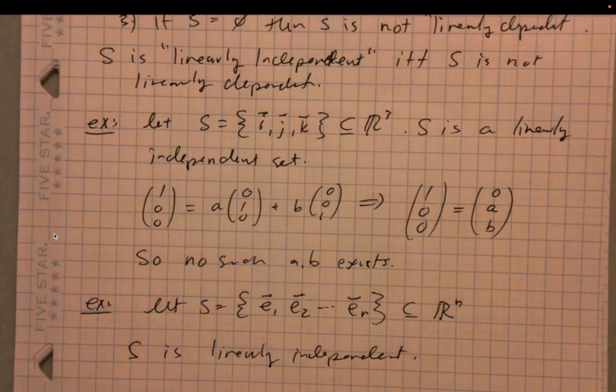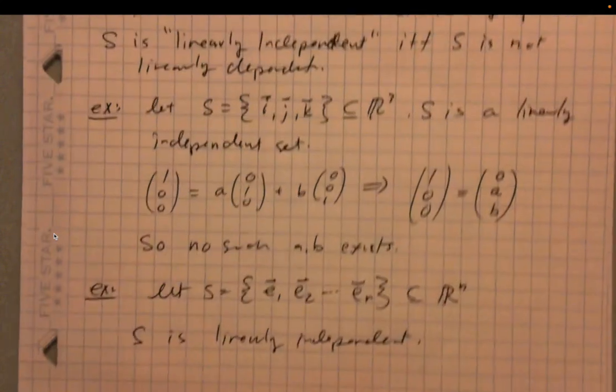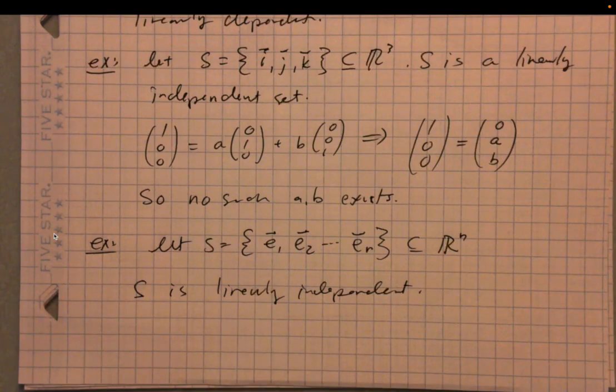Okay, for basically the same reasons as the previous example. So these are two crucial examples of linearly independent sets. Let's take another example, where we take a look at a linearly dependent set.